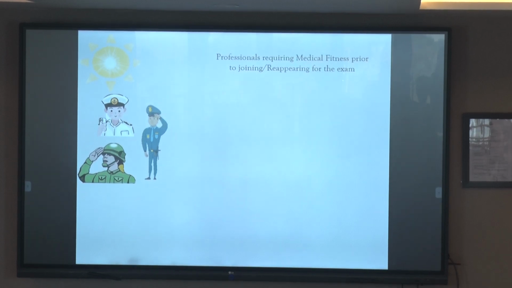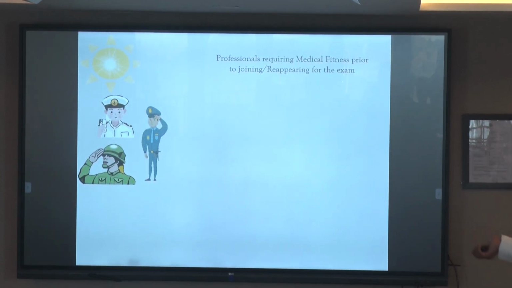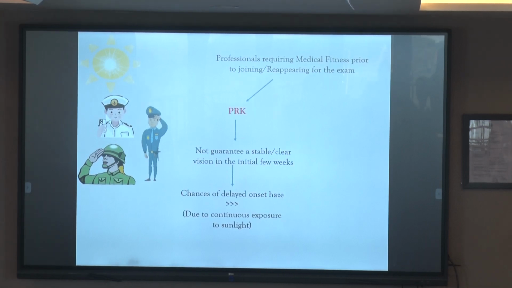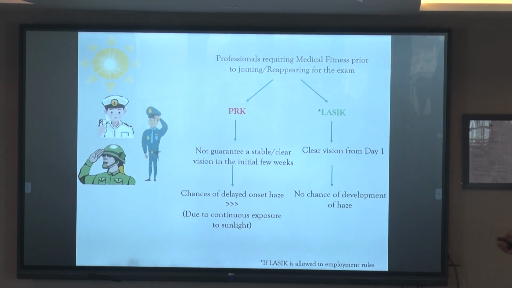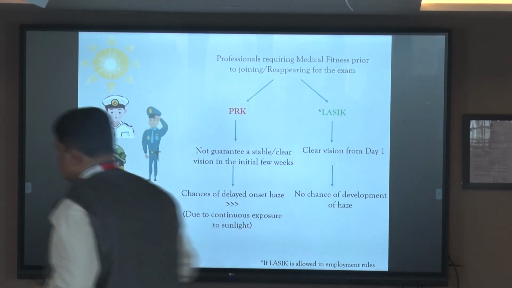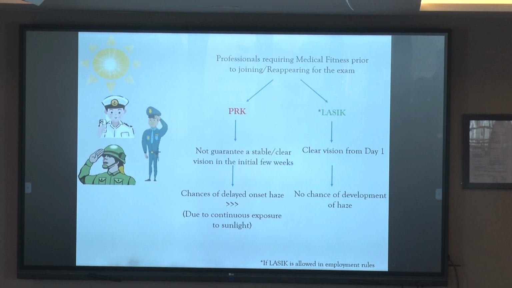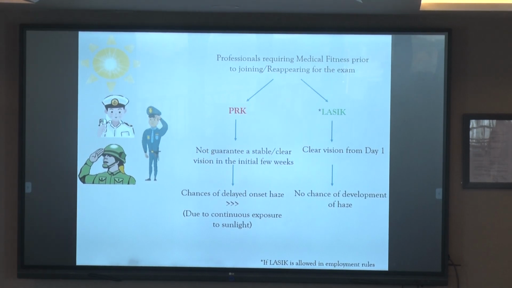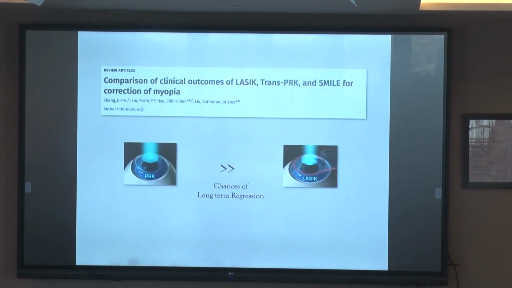Again, professionals requiring medical fitness. Now, most of these cases with low myopia, maybe as low as 0.75 or 1 diopter, come to you maybe about 10 to 15 days before they are going in for their medical clearance. I agree that this needs to be understood: if the employment rule says that LASIK is not allowed, I would definitely do a PRK. But if LASIK is allowed as per the employment rules, then for quick visual rehabilitation, clear vision from day one, no development of haze, and therefore higher chances of passing a medical fitness exam.